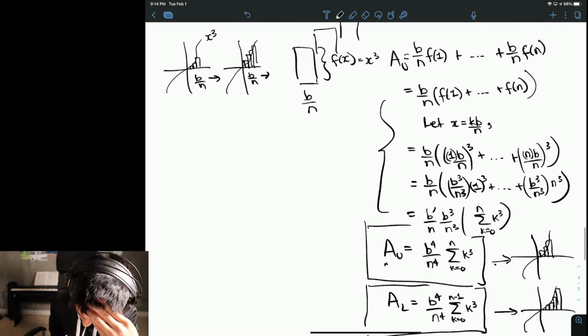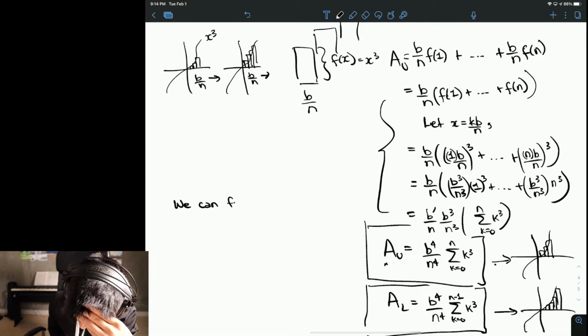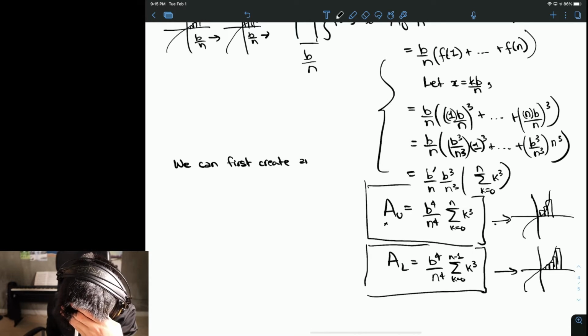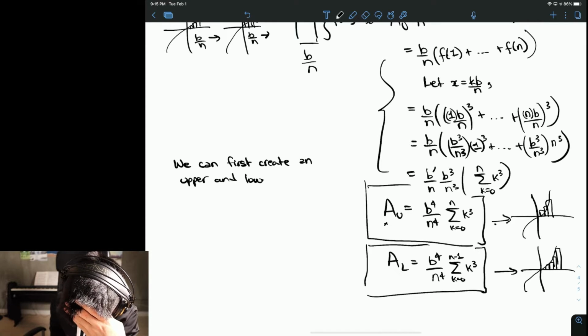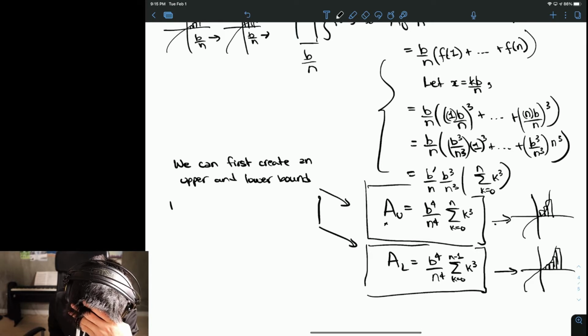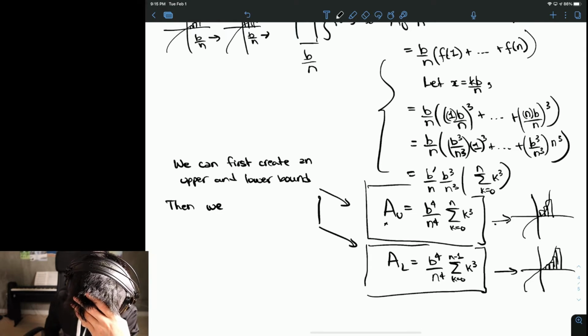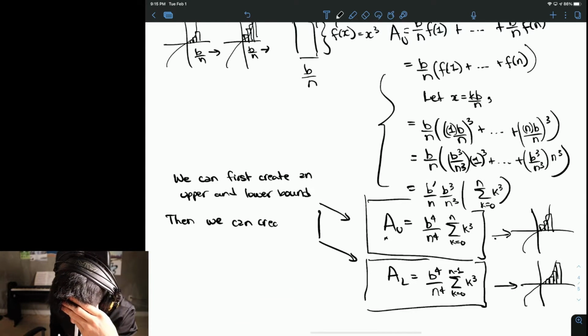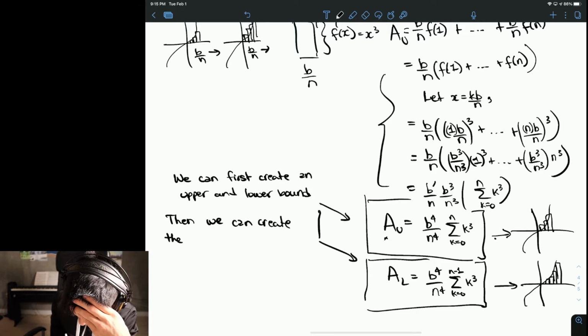What we can do now is first create an upper and lower bound, which we just did right here and here. And then, with the goal of moving towards this, we can create the inequality, an inequality that uses those bounds.